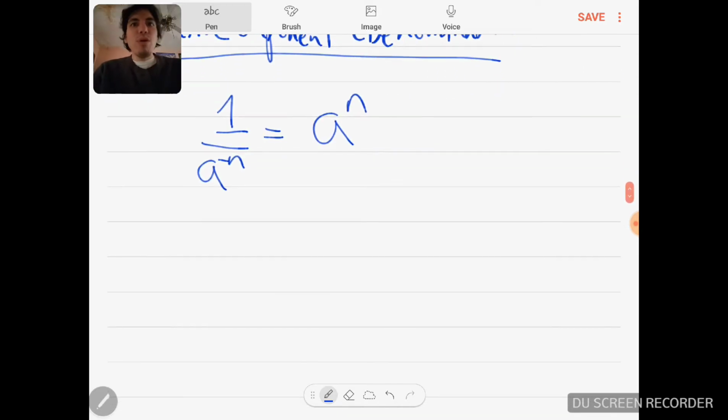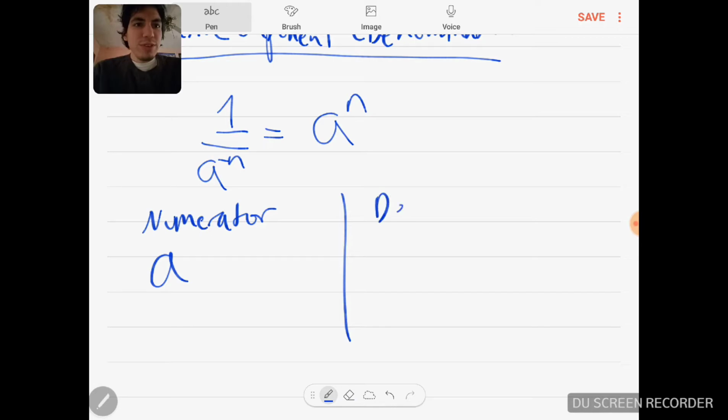So if you had both those two side by side, it will look like this. This is for numerator, and this is for denominator.